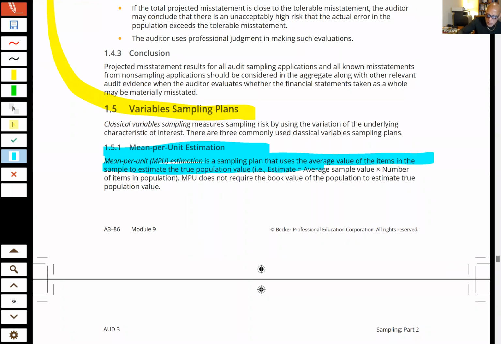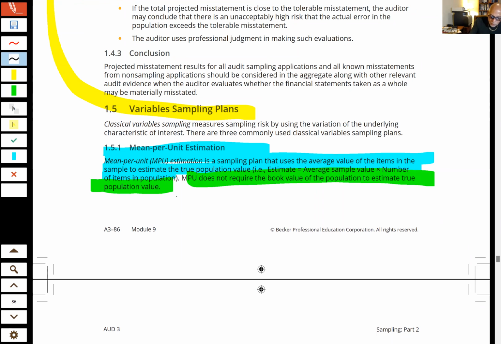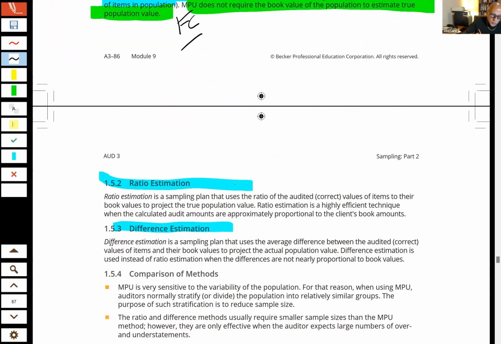So the estimate is the average sample value times the number of items in the population. Now, mean per unit, what I want you to flashcard, we don't care what the book value is of those transactions. Look at that calculation. We're simply doing what? To come up with our point estimate, okay? Because that's what we're striving for with these methods, to come up with a point estimate that we will then compare to the actual recorded balance, and then we'll determine if we think we have a material misstatement. From that, for mean per unit, you don't need the book value to come up with a point estimate.